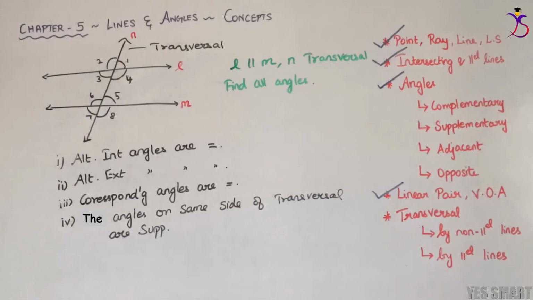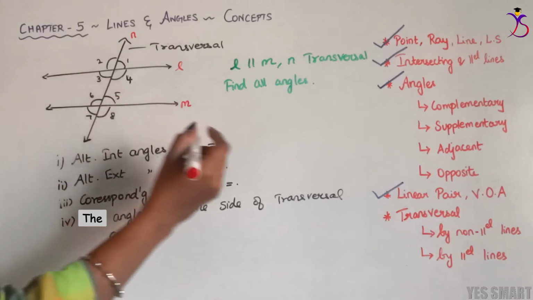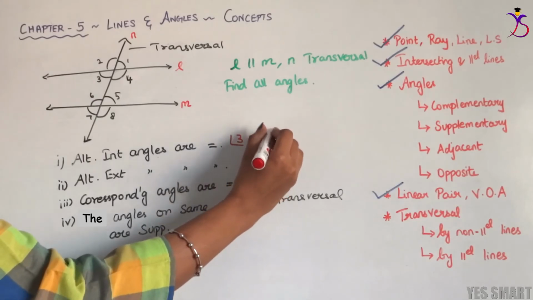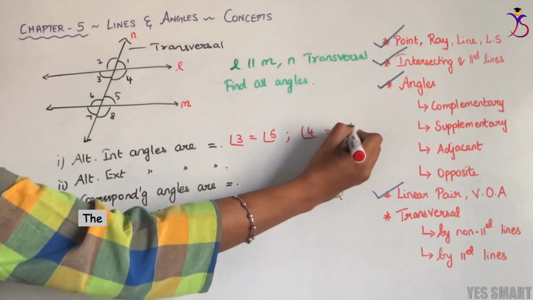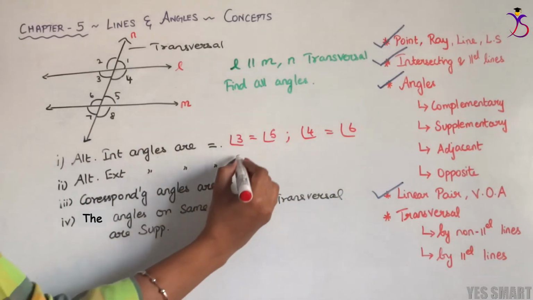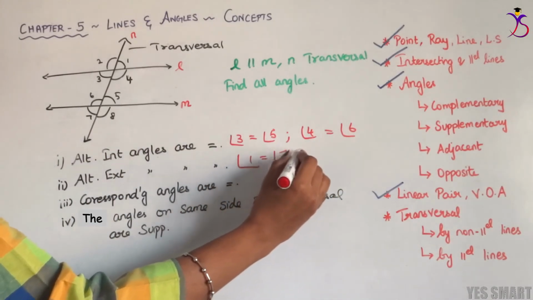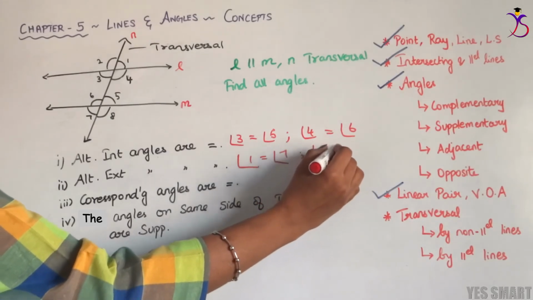So let's have a short recap. The alternate interior angles are equal, meaning angle 3 equals angle 5, angle 4 equals angle 6. When alternate exterior angles are equal, angle 1 equals angle 7, angle 2 equals angle 8.